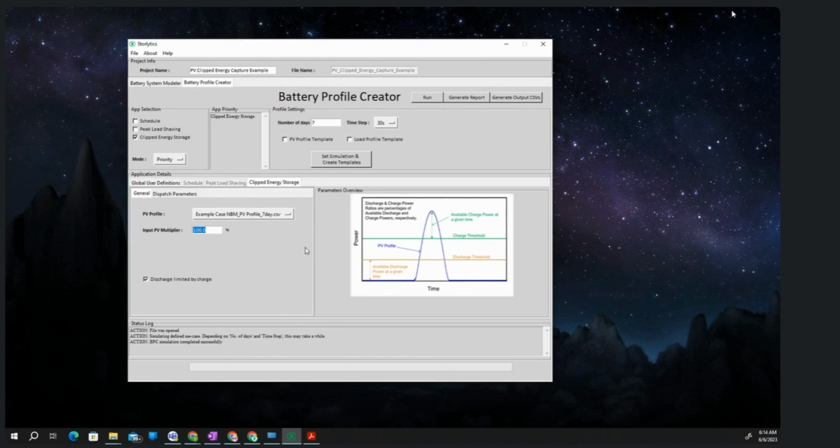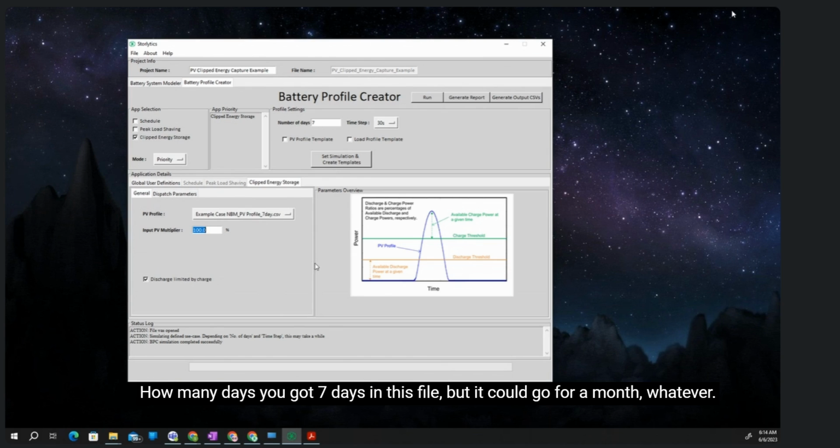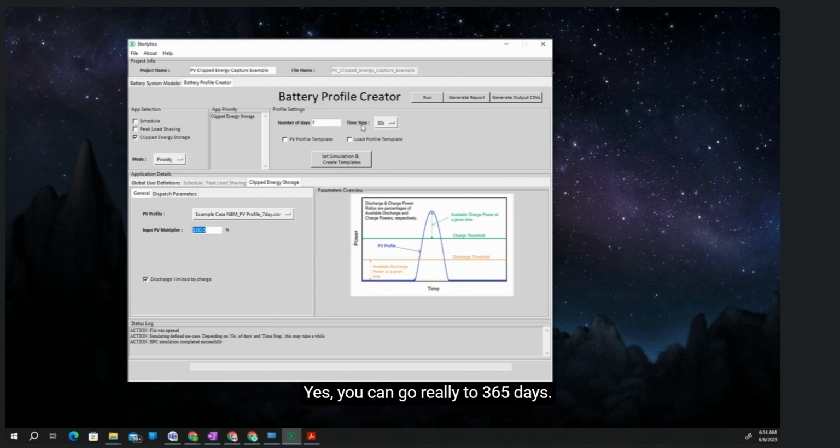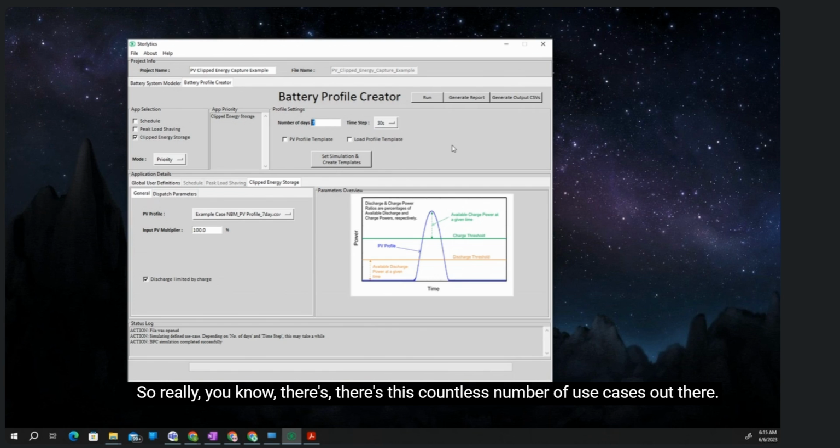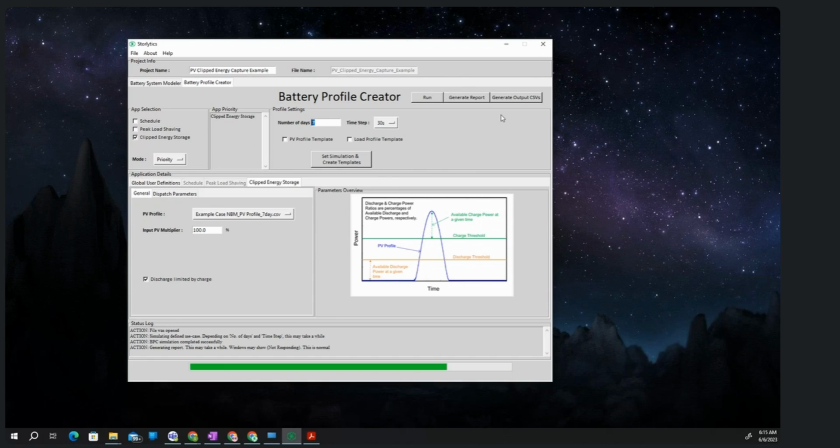And how many days? You've got 7 days in this file, but it could go for a month, whatever. Yes, you can go really to 365 days, and you can be as granular as you want, down to 15 seconds, all the way up to 1 hour. So there's a countless number of use cases out there, a lot of things you can do with energy storage. So we built the software so that it's flexible and accommodates the wide variety of use cases out there.